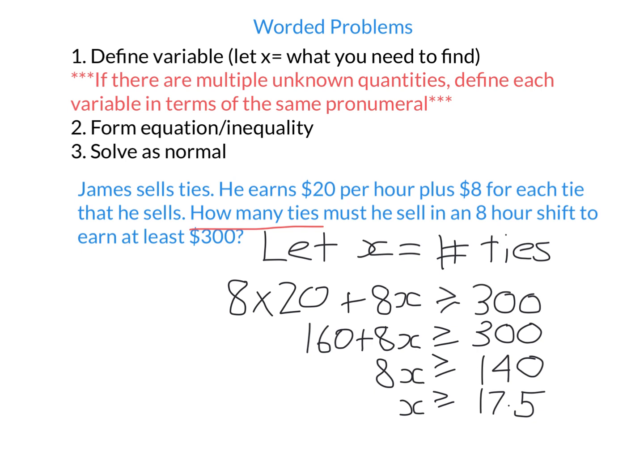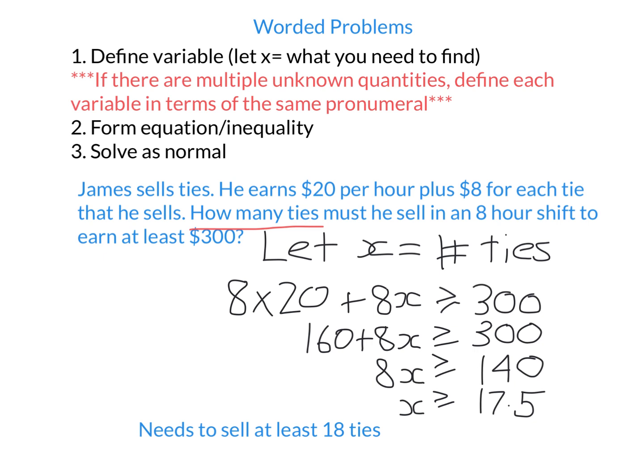Obviously, he can't sell 17.5. The number he sells has to be a whole number. So we're going to end it by saying he needs to sell at least 18 tyres. So note, if he sells 17 tyres, he will earn just a little less than $300. If he sells 18 tyres, he will earn a little more than $300.